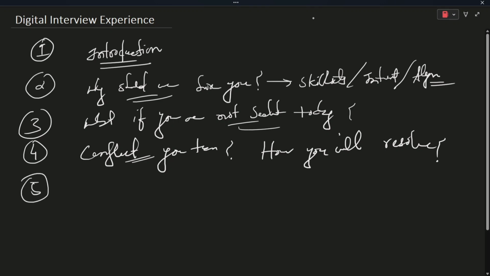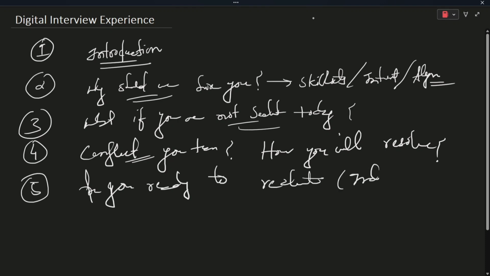Okay. And the last question is, of course, are you ready to relocate? Okay, anywhere in India, because they are going to send you anywhere in India, and you have to go there based on their business requirement. So this is the most important and relevant question. Of course, you have to answer yes.